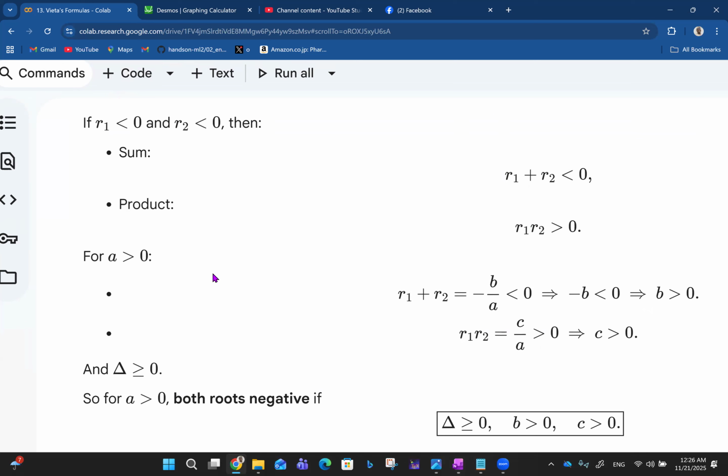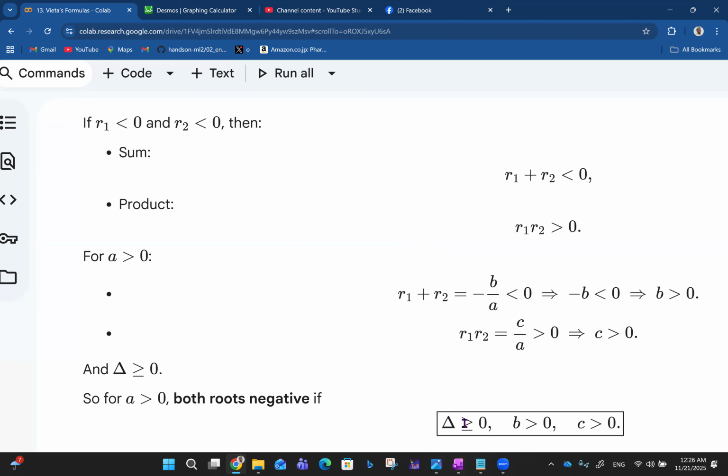So for a greater than 0, in that case, R1 plus R2 is equal to minus b over a, less than 0, which implies that minus b is less than 0, and that implies that b itself is greater than 0. If you divide through by minus, the inequality changes. Then R1 R2 is greater than 0, and since a is already greater than 0, then c itself is greater than 0. And we have that the discriminant is greater than or equal to 0. So for a greater than 0, both roots are negative.